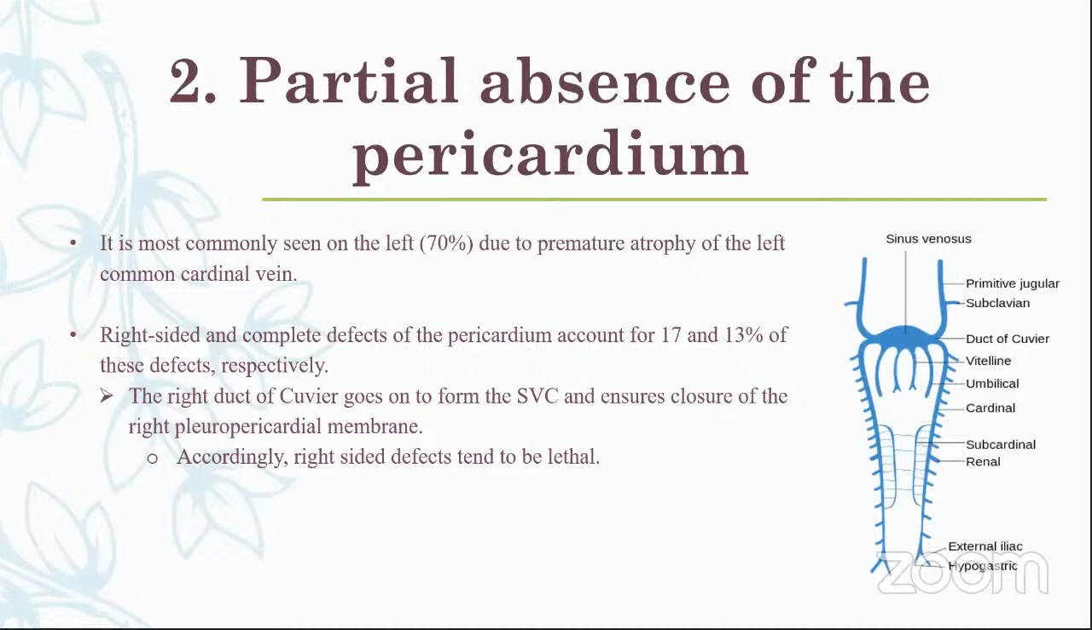The second one is the partial absence of the pericardium. It is most commonly seen on the left side due to premature atrophy of the left common cardinal vein. The right-sided and complete defects of the pericardium account for 17 and 13% of these defects, respectively, in which the right common cardinal vein of Cuvier goes into forming the SVC and ensures the closure of the right pleuropericardial membrane. So the right-sided defects tend to be more lethal.